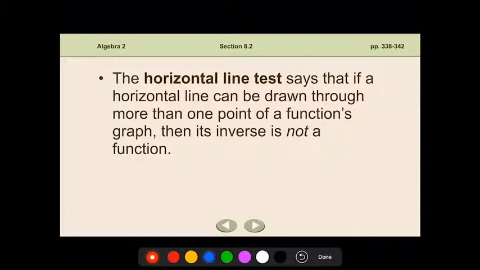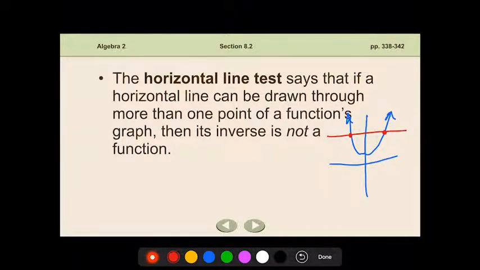Okay, the horizontal line test. We've talked about the vertical line test. The horizontal line test says that if a horizontal line can be drawn through more than one point of a function's graph, then its inverse is not a function. So go back to that previous picture that I had, where I had the parabola here, and then we had the inverse already drawn. Notice the horizontal line test, when I draw it through there, it intersects in two spots.